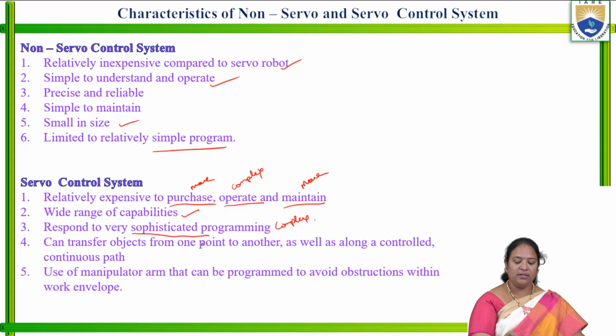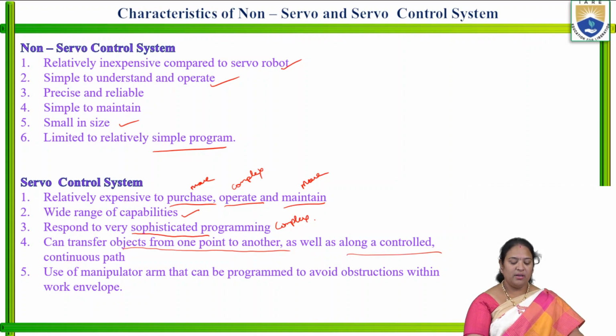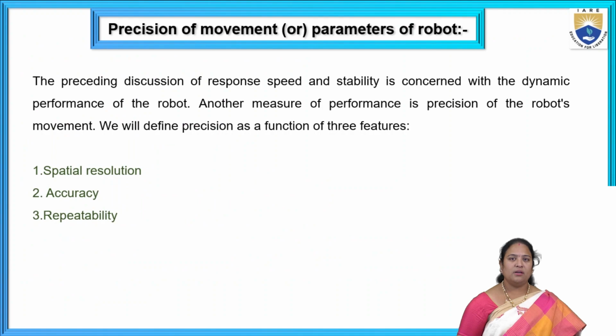It can transfer objects from one point to another, as well as follow a controlled continuous path, as I've told you. And it uses a manipulator that can be programmed to avoid obstacles within the work envelope. So these are a few of the characteristics of a non-servo and a servo controller. Next, moving on to the precision of movement or parameters of the robot.